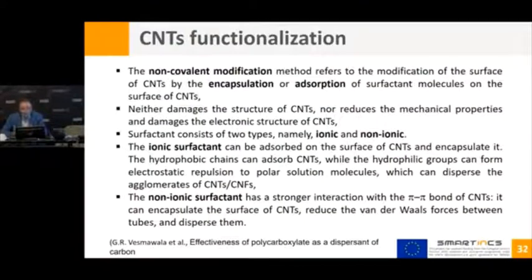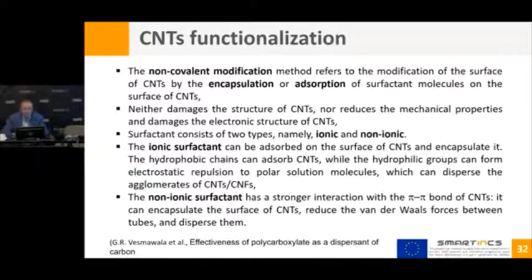So there is another possibility for the functionalization of the carbon nanotubes. We have seen that with the acid solution we can covalently bond carboxylic groups onto the surface of the carbon nanotube. The other possibility, again for avoiding agglomeration of the carbon nanotubes, is to encapsulate them. So what can happen is that we use surfactants that are adsorbed on the surface of the carbon nanotubes and they encapsulate it.